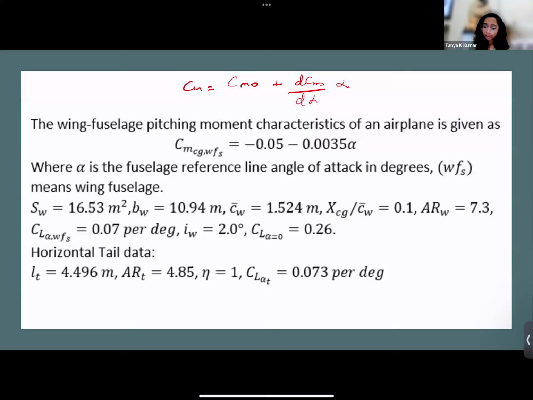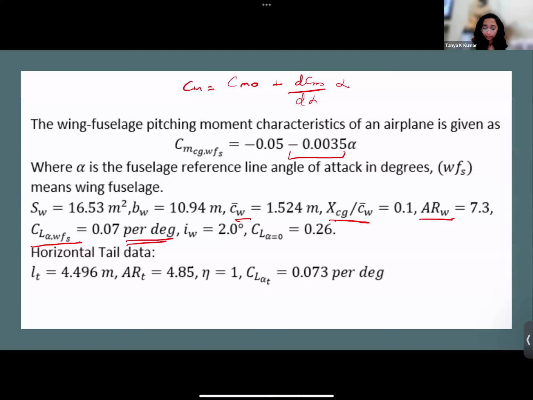Stable, yes, because your Cm alpha is negative. Fine. So you have Cm naught, you have Cm alpha. Then what is given to you? The area of the wing, span of the wing, mean aerodynamic chord of the wing, x bar CG, which is x CG upon mean aerodynamic chord, the aspect ratio of the wing, CL alpha of the wing fuselage, the CL alpha slope of the lift curve.